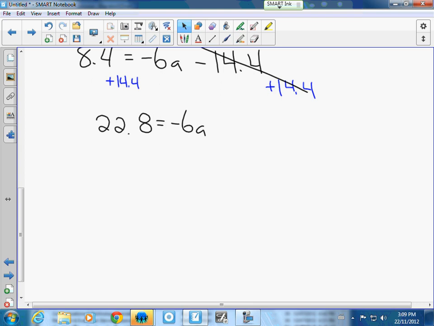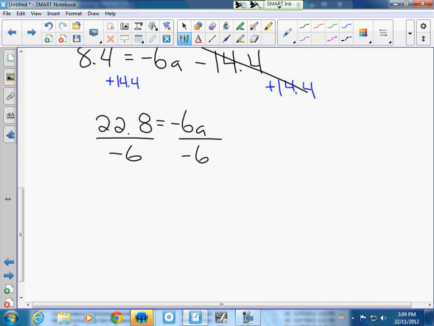Now, how are the negative 6 and the A stuck together? By multiplication, so we need to divide. Now, what do we divide by? Negative 6. What do you think the most common mistake is? To divide by 6. Huge mistake. You have to realize whatever's in front of that variable, if it's negative or positive, is what you divide by. If it's positive 6, you divide by positive 6. If it's negative 6, you divide by negative 6. So you divide by negative 6 on that side, you divide by negative 6 on that side.